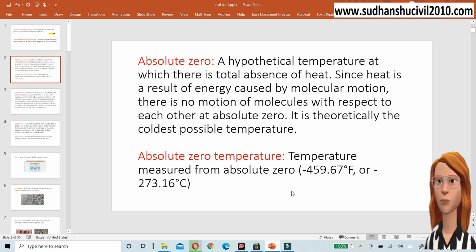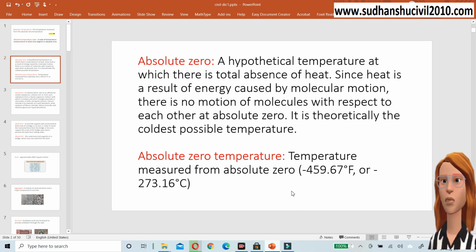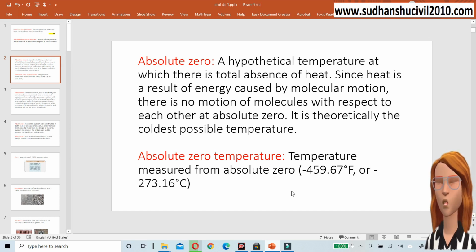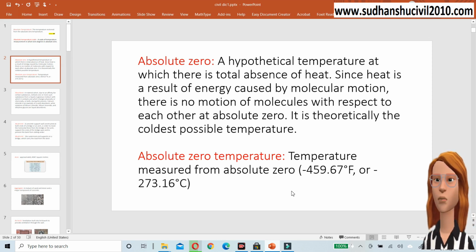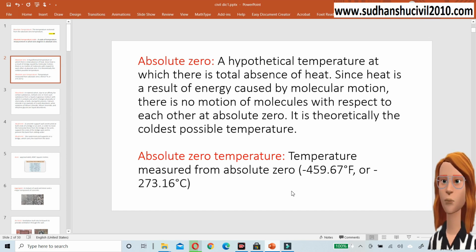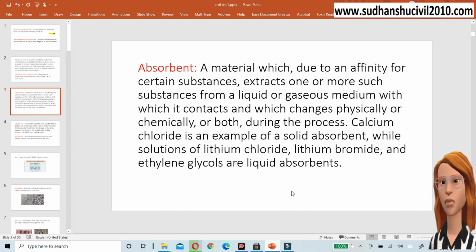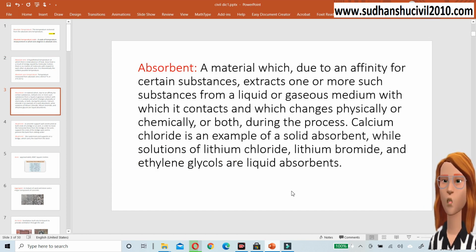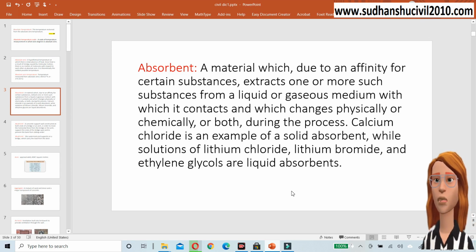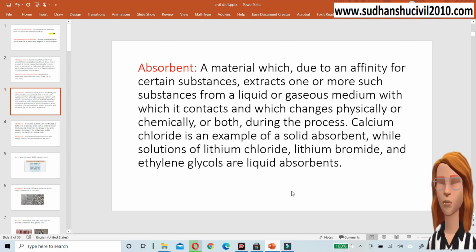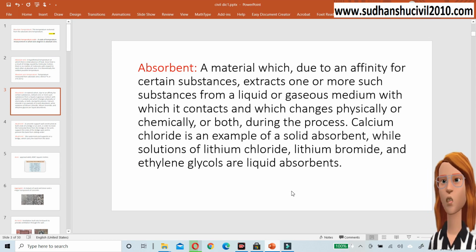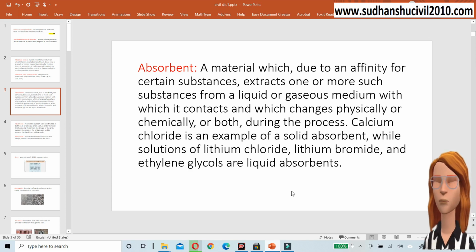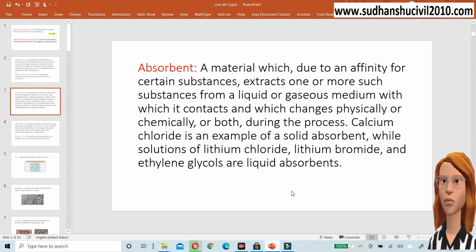Absolute zero temperature. Temperature measured from absolute zero, minus 459.67 degrees Fahrenheit, or minus 273.16 degrees Celsius. Absorbent. A material which, due to an affinity for certain substances, extracts one or more such substances from a liquid or gaseous medium with which it contacts and which changes physically or chemically, or both, during the process. Calcium chloride is an example of a solid absorbent, while solutions of lithium chloride, lithium bromide, and ethylene glycols are liquid absorbents.